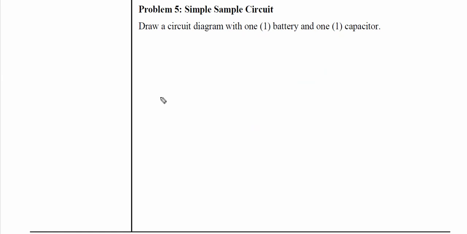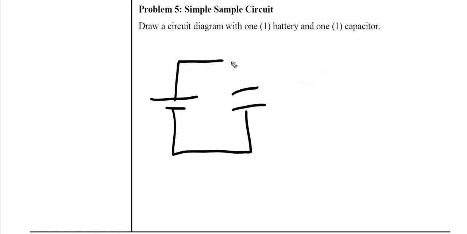So what would this look like in a circuit? For example, if we start off with a battery, and then we have a capacitor over here, this would be a circuit diagram with one battery and one capacitor. We could also write this, for example, like this if we want.